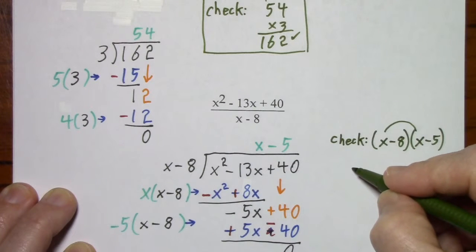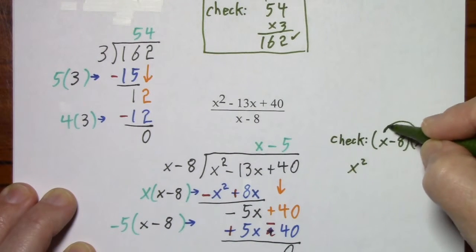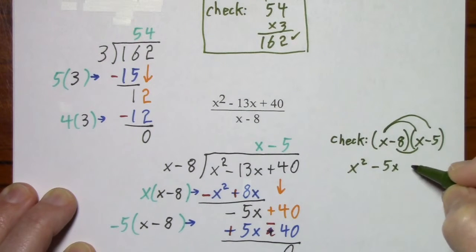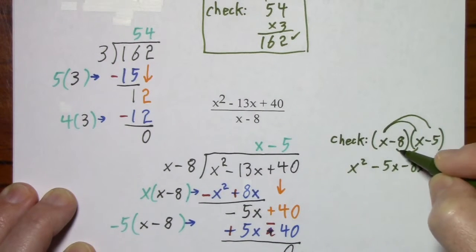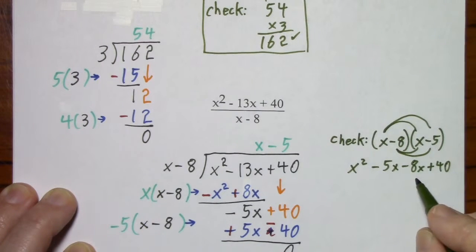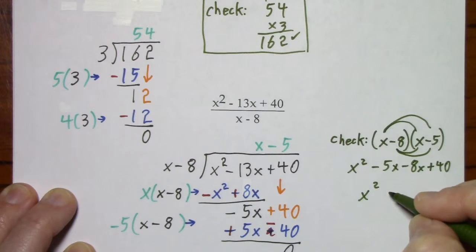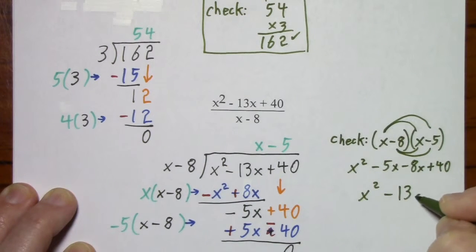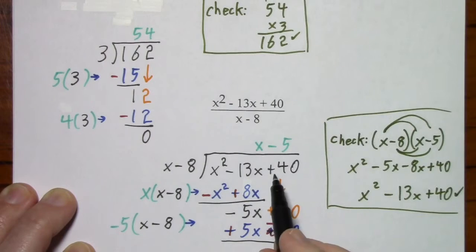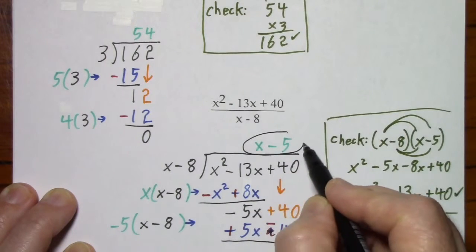So x times x, x times negative 5, negative 8 times x, negative 8 times negative 5. We can combine these two. And we have exactly what we started with. But just to be clear, the result of this division is x minus 5.